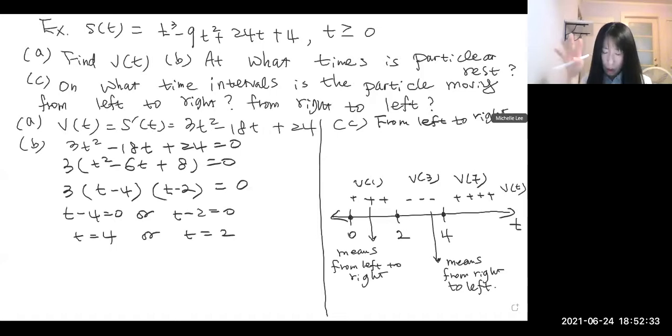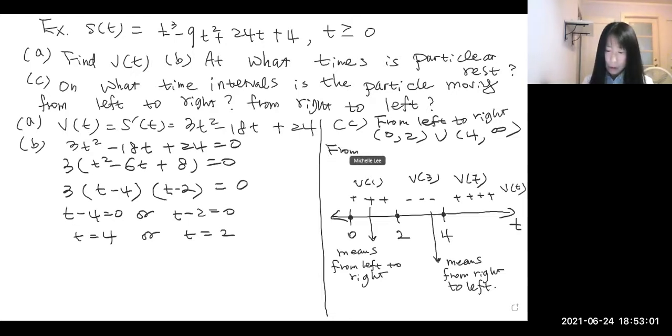Then left to the right. We are looking at the plus sign, so it will be 0 to 2. And they're using union, so union of the positive part, which is 4 to infinity. Now from right to left, there is just an interval there, negative sign, which is 2 to 4.